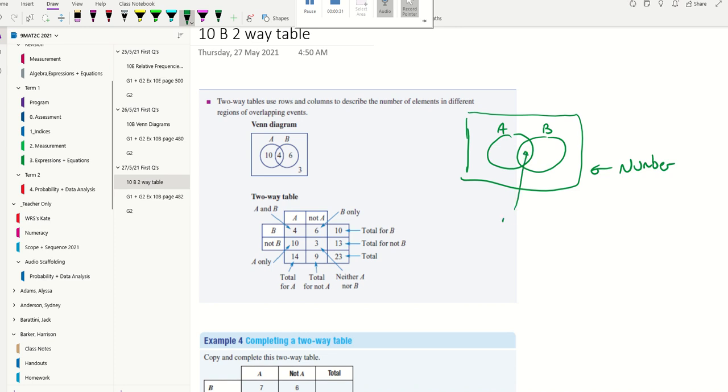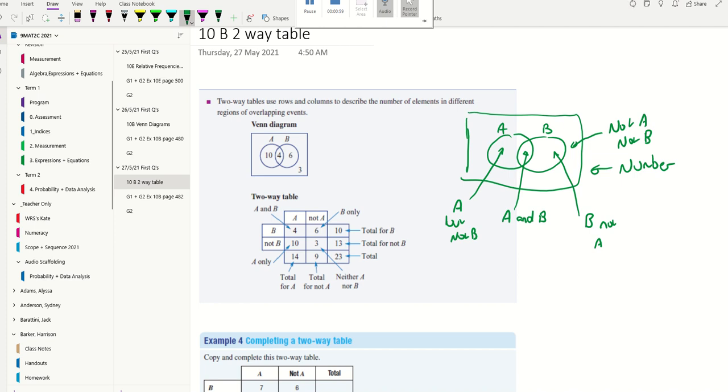So here they were A and B. They were members of A and B. They played cricket and football. They did whatever it is. This was A, but not B. This one in here was B, not A. And this one in here was our not A and not B.